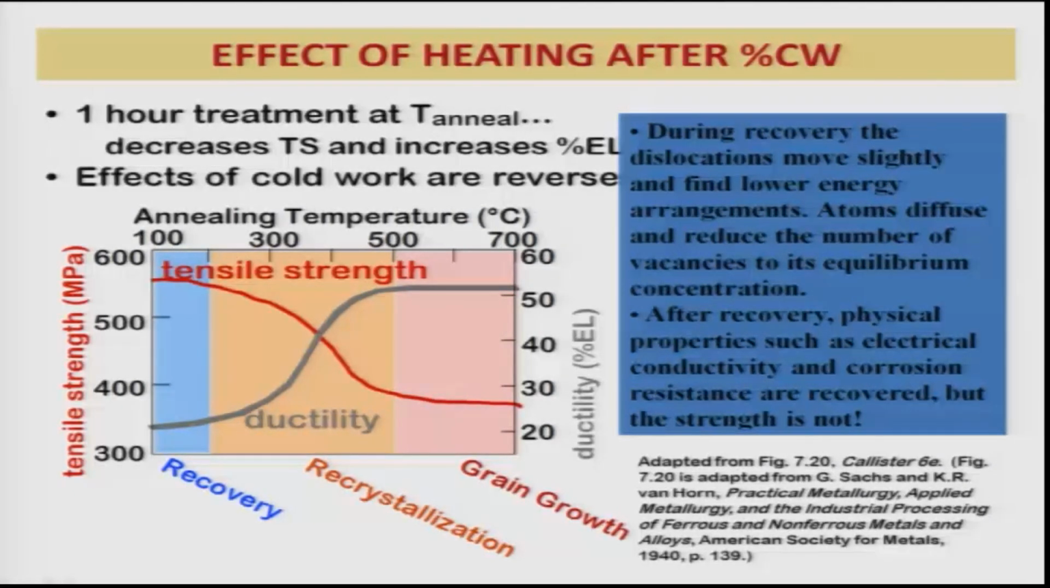As I already told you, dislocation is the primary means of deformation in the metallic materials. So therefore during recovery the dislocations actually move a little bit and find lower energy arrangements. Atoms diffuse and point defects like interstitials or vacancies, their numbers will decrease, or rather that means what? That means there is a rearrangement of the defect structures. That is what happens in the recovery stage. Let us discuss a little bit more.